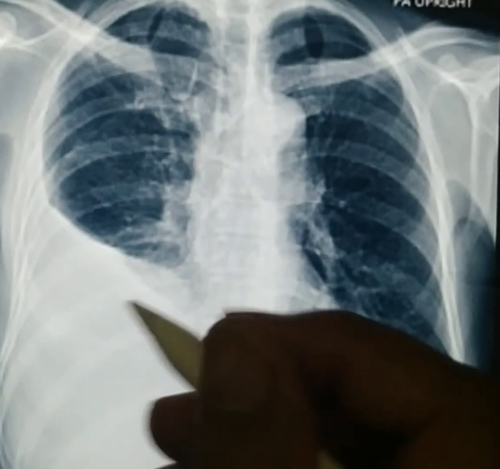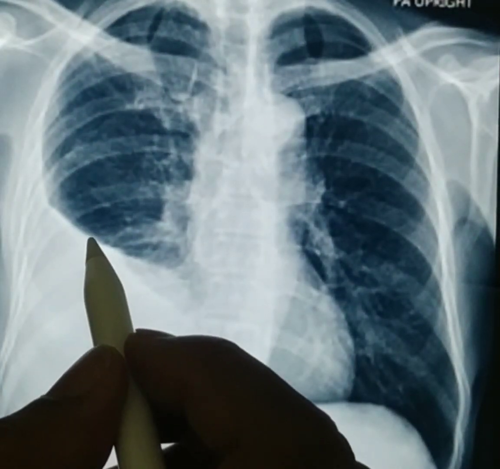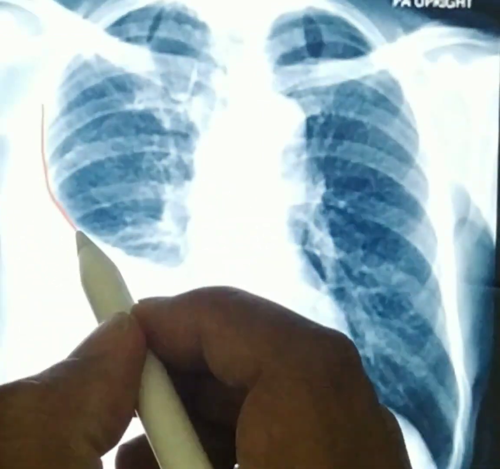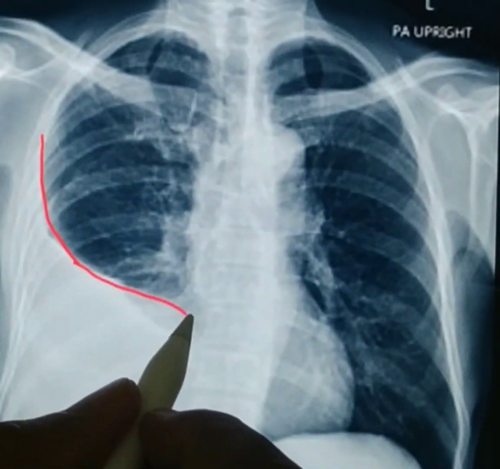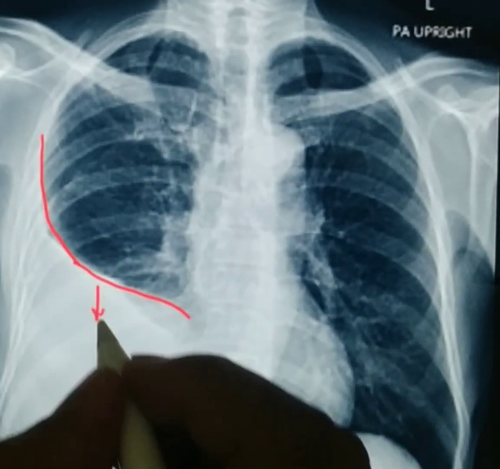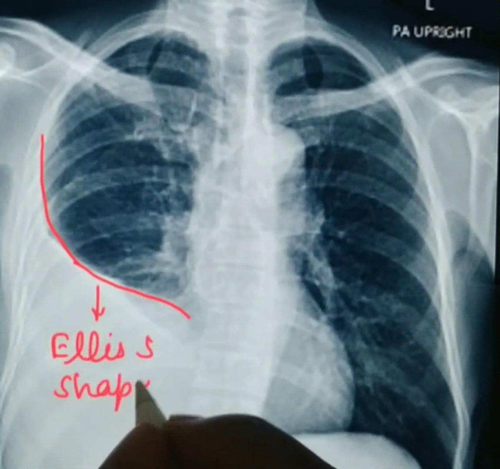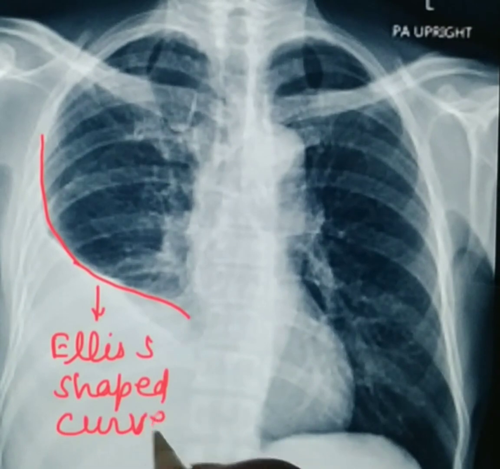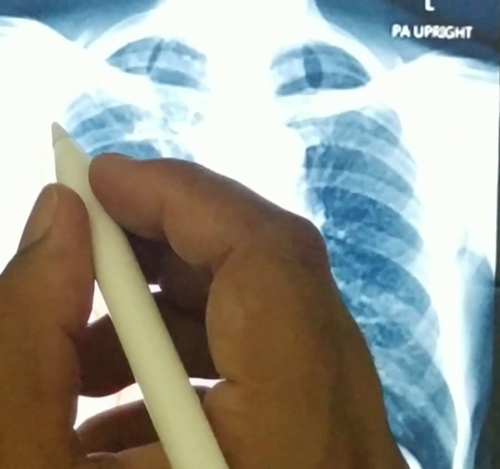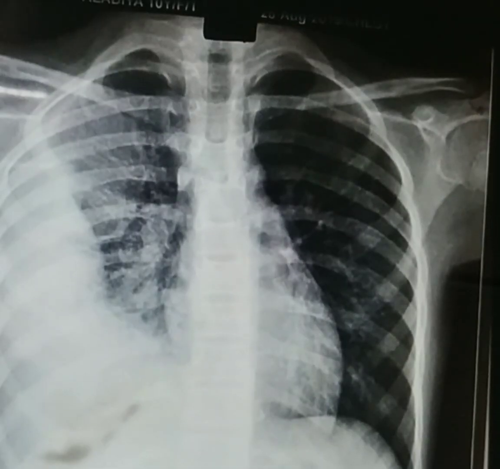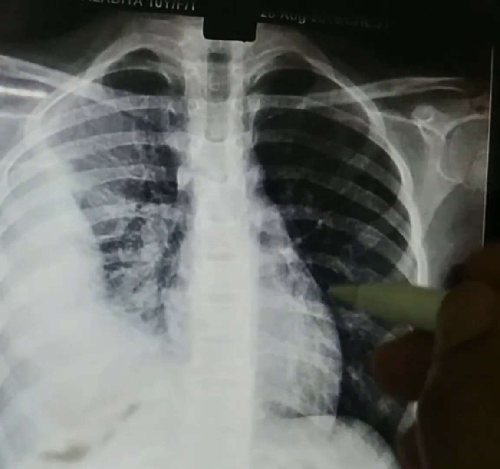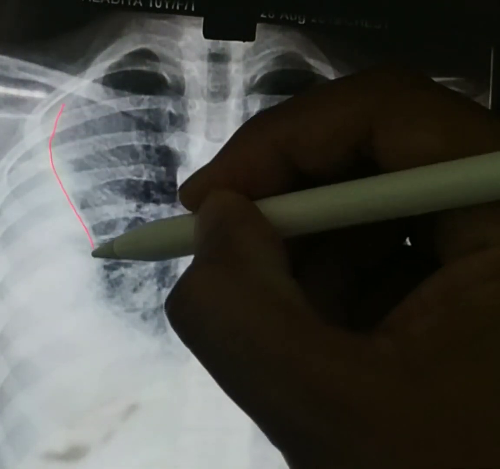In pleural effusion, the lateral side is higher towards the axilla. This is known as Ellis S-shaped curve. So effusion is high towards the axilla. In this X-ray, the upper border of the effusion is not S-shaped.